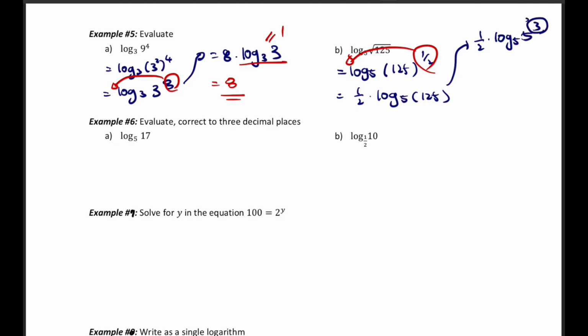Then we can move the 3 to the front. And this is the same as 1 over 2 times 3 times log base 5 of 5, which is the same as 3 over 2. And log base 5 of 5 is the same as 1. So the final answer is 3 over 2.